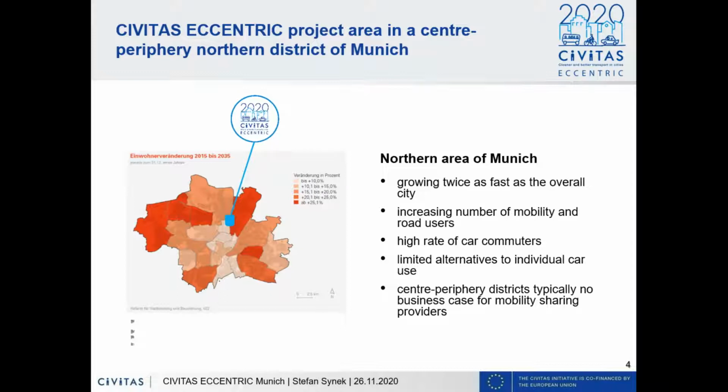When we look especially at the northern parts of Munich, there is strong growth of the population, twice as much as the rest of Munich. And most of the newly built quarters are in peripheral districts, so we mostly do not have alternatives to private transport there. There is a lot of traffic congestion, and the number of car commuters and road users is increasing from year to year. This was one of the reasons why we selected a newly built quarter in a peripheral district in the northern part of Munich as our living lab for the CIVITAS ECCENTRIC project.